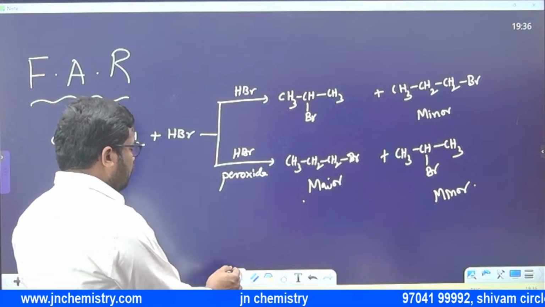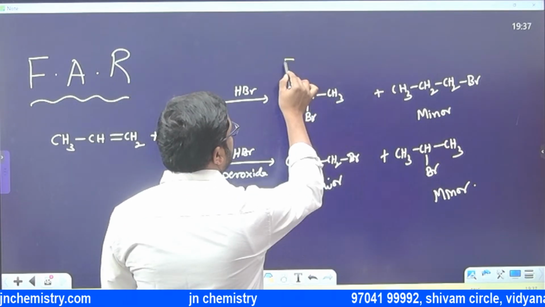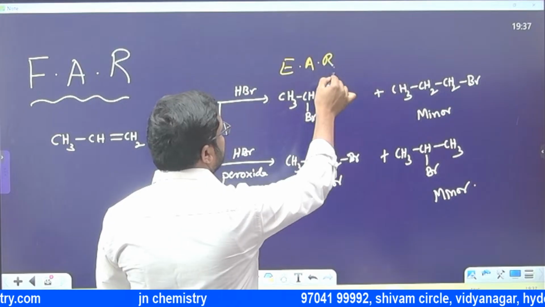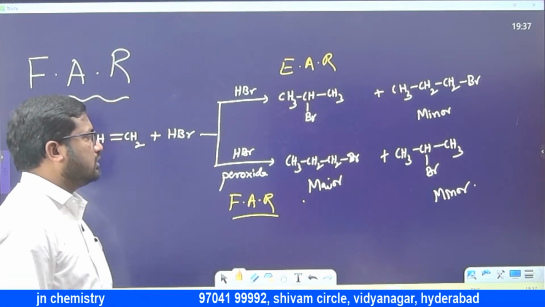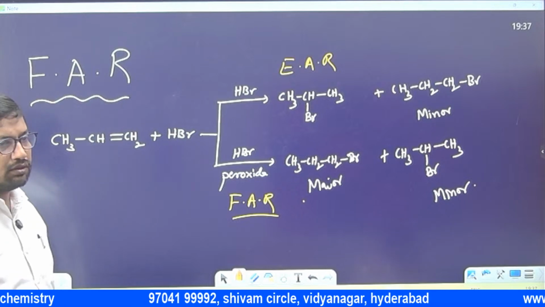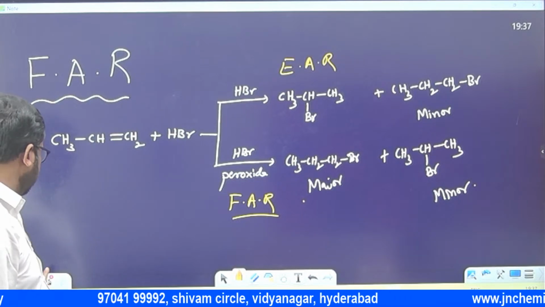The first one, without peroxide, is an electrophilic addition reaction. This is a free radical addition reaction. We'll discuss exactly what the mechanism is, okay?